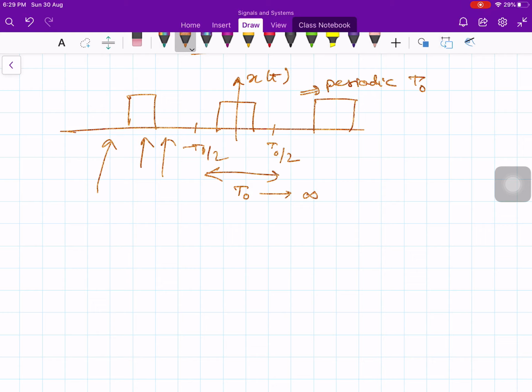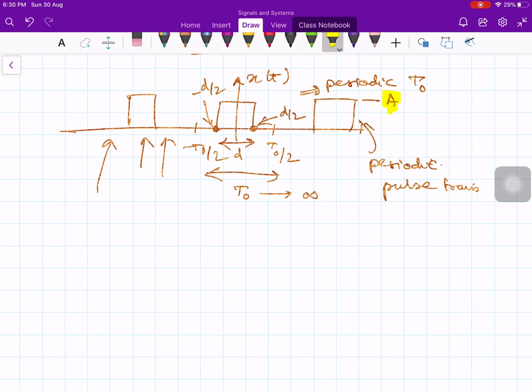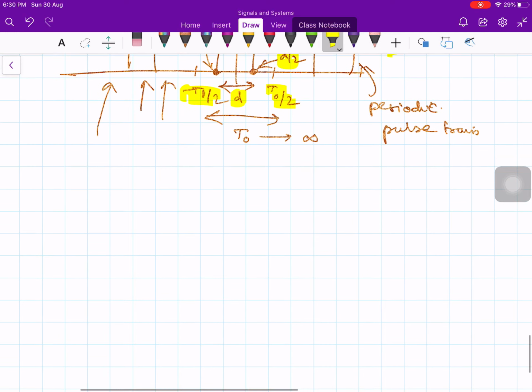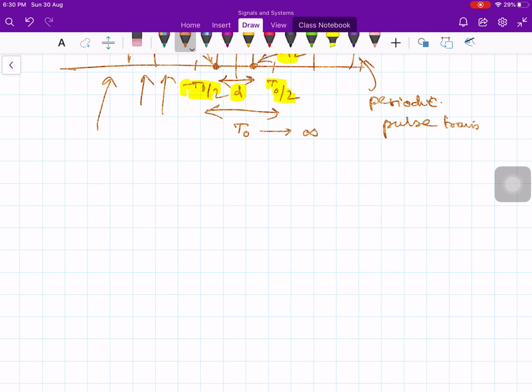Now let us assume the width of the pulse is d. That means this point is d by 2 and this point is minus d by 2. I gave the name for this, periodic pulse train. Let us say the amplitude is A, and the width is d, and this is minus t0 by 2, plus t0 by 2, this is my waveform x of t, and periodicity being t0.